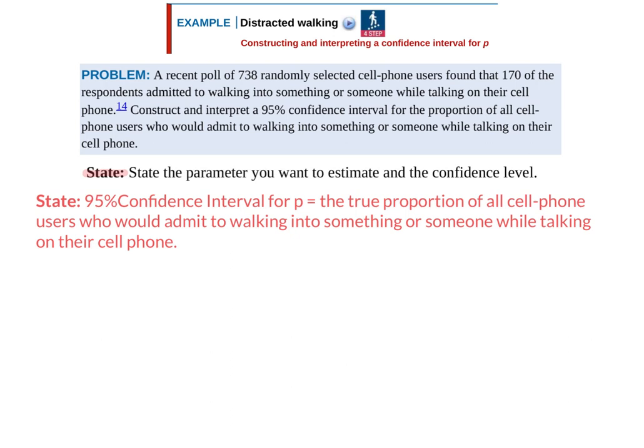First step in our 4-step process is to state the parameter we want to estimate and our confidence level. So in this scenario, we want a 95% confidence interval for our p, which is going to be the true proportion of all of those cell phone users who would admit to walking into something or someone while talking on their cell phone.